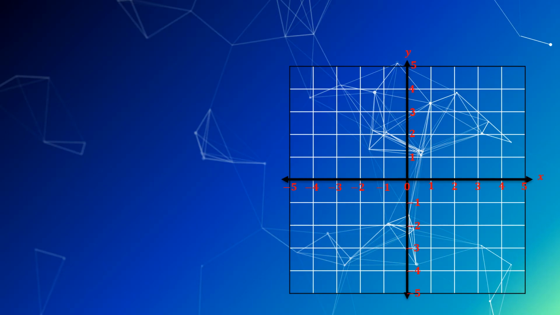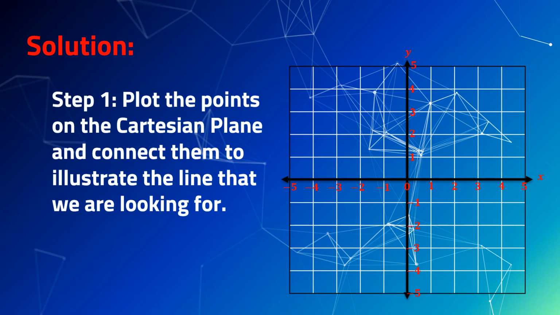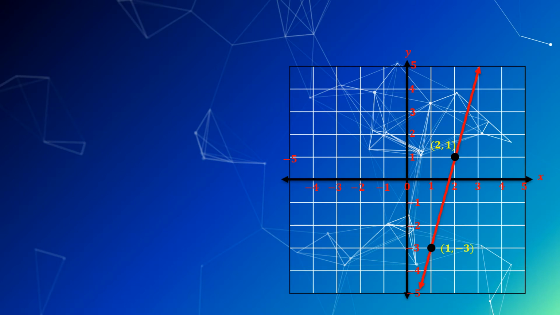The first thing that we're going to do is plot the points on the Cartesian plane and connect them to illustrate the line that we are looking for. So it passes through the points (1, -3) and (2, 1). Let us connect these two points, so we have this line. We already have the graph. The problem now is we're going to look for the equation represented by this graph.